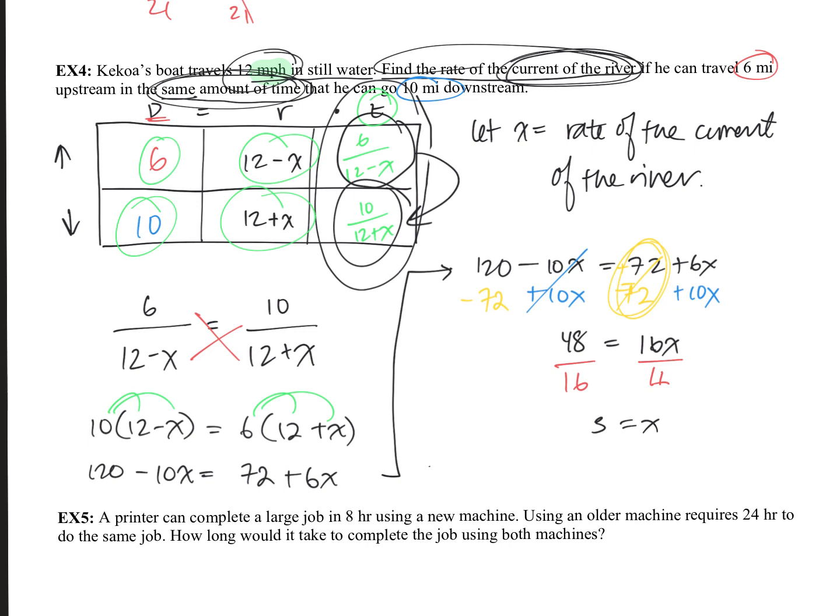What are we trying to find? We're trying to find the rate of the current, right? That's what my variable stands for. So the rate of my current is 3 what? Miles per hour. The rate of the current is 3 miles per hour.